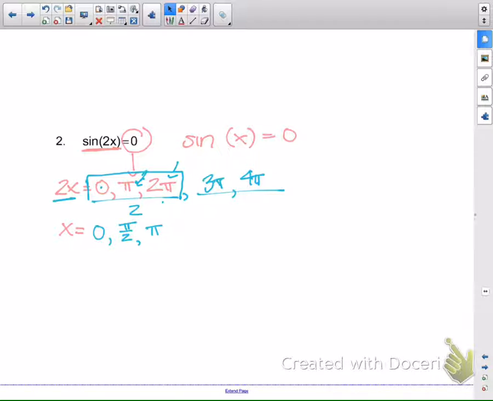4 pi. Now if I divide all of my answers by 2, it gives me my full set of answers between 0 and 2 pi. So that gives me 2 more answers, which is what? 3 pi over 2 and 2 pi. Okay? If you have sine of 2x, you're going to want to go 2 rotations. If I have sine of 3x, I'm going to want to go 3 rotations. It's not really that difficult. You just have to remember to do it. Okay? Flip the page. We're going to practice again.